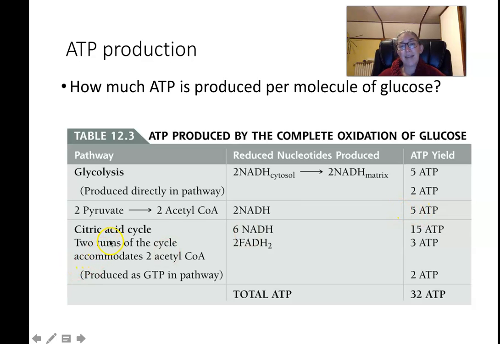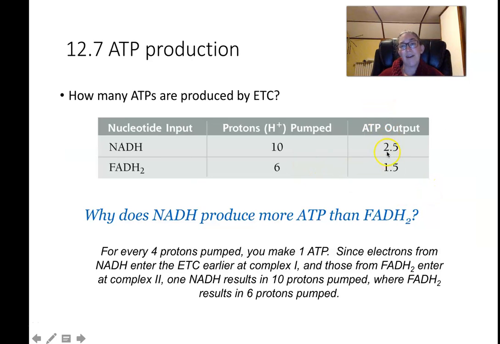And in the citric acid cycle, we make 2 ATPs or GTPs, but we can call them ATPs for all intents and purposes. We also make several NADH and FADH2s that result in several ATPs being formed. So at the end, we have roughly 32 to 38 ATPs. The reason that number varies from textbook to textbook is because these numbers are not exact. So NADH doesn't produce exactly 2.5 ATPs.